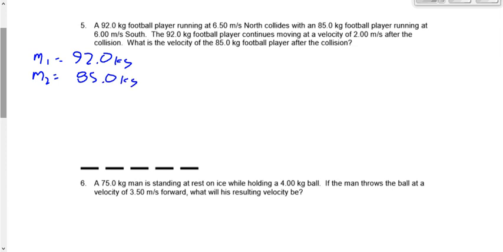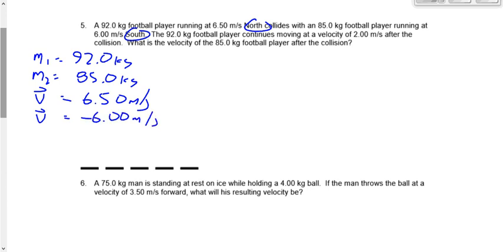M1, mass M2. Let's say we have a velocity that's 6.5 meters per second. We have a velocity that is negative 6.00 meters per second. And then we have a velocity that is, this says the football player continues moving at 2 meters per second. He was moving north, so we'll assume he continues moving north. Positive 2.00 meters per second.